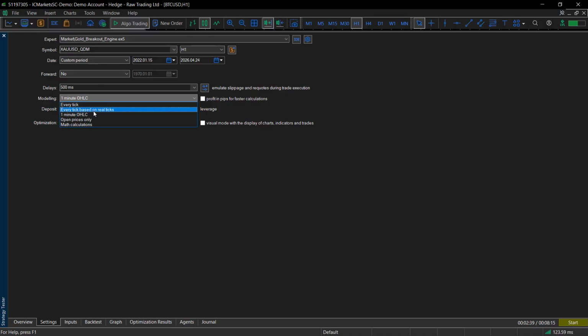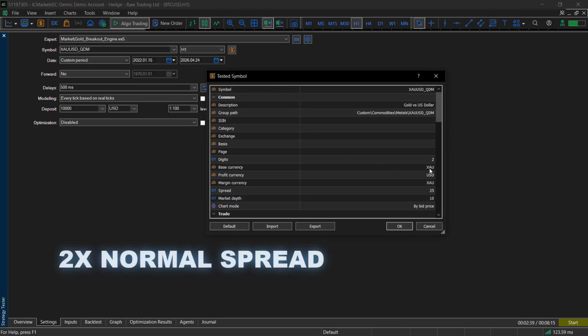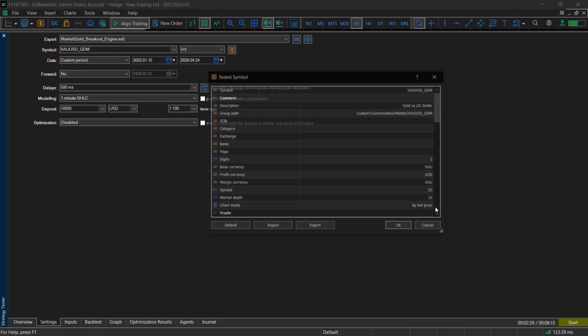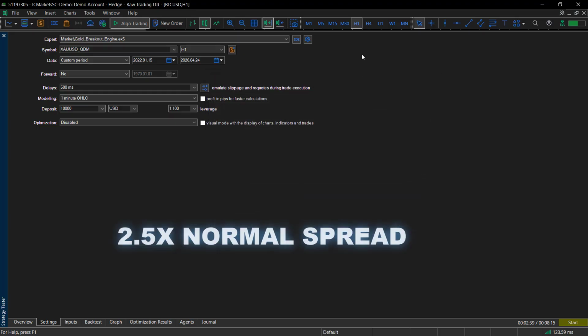To get results that are closer to reality, I recommend testing with real tick data, for example from Dukascopy. It's also important to use a spread that is at least twice as large as your broker's typical spread. If you are testing with open, high, low, close data, I would recommend increasing the spread even further. For example, here I will use a spread of 25 points even though the actual spread is closer to 10.